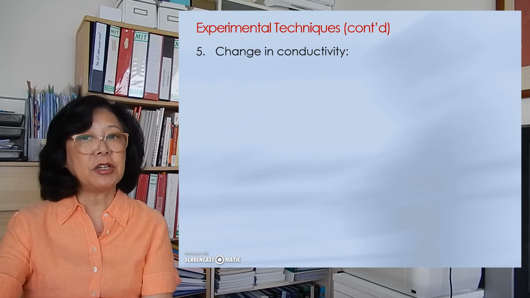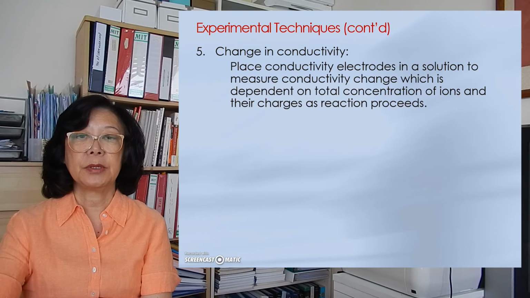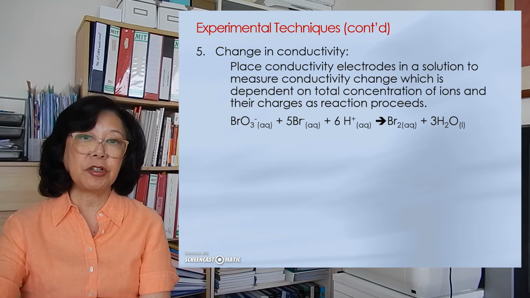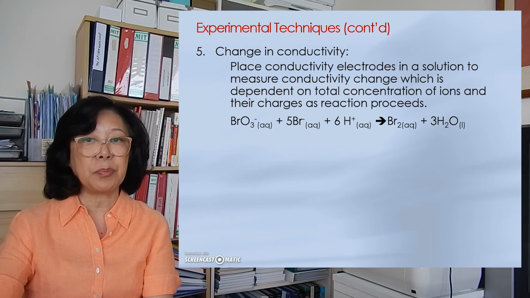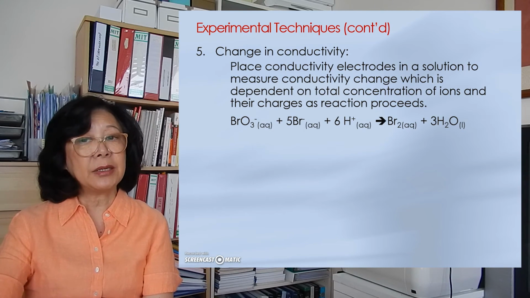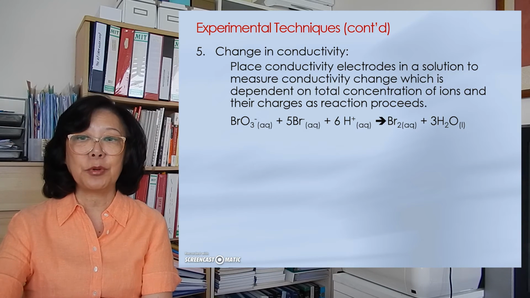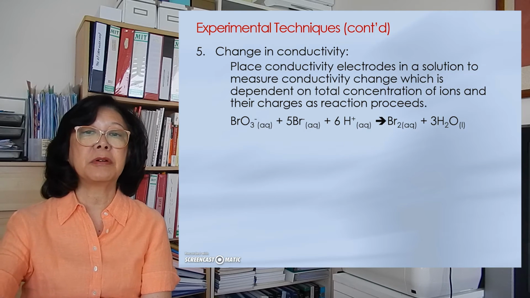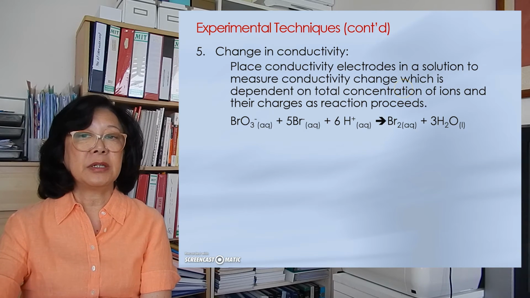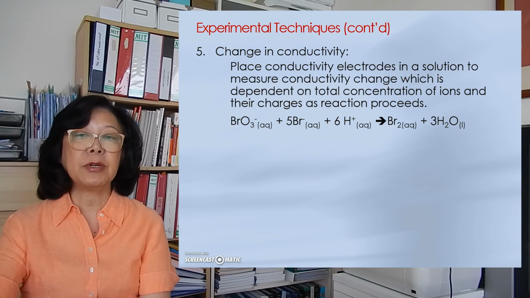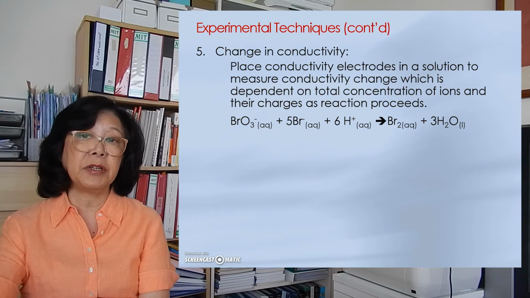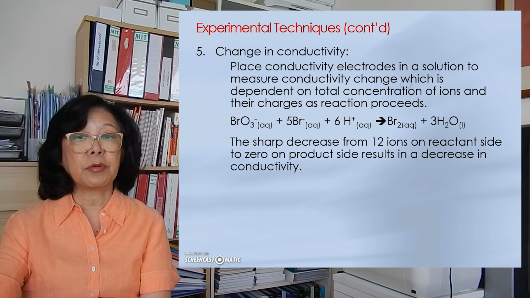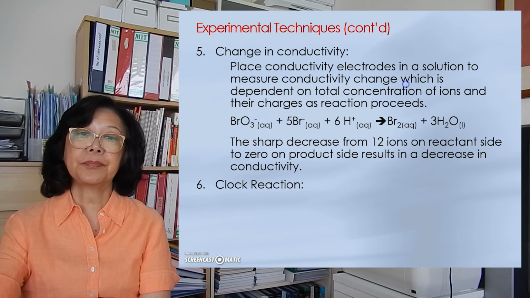Another one will be change in conductivity. If we have a reaction that involves a lot of ions, like bromate and bromide in acidic medium to form molecular bromine and water, we put some kind of electrical conductivity measurement instrument in the solution, and we can see a decrease in the conductivity, meaning the measurement of the rate of the reaction.